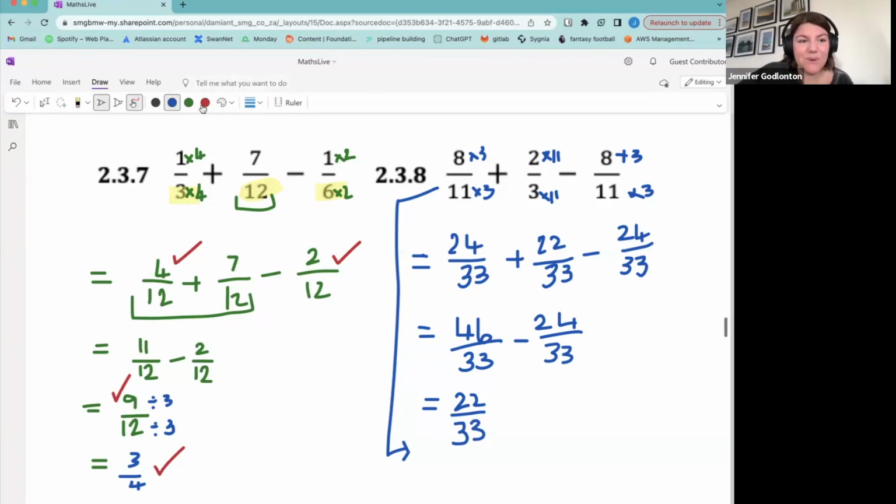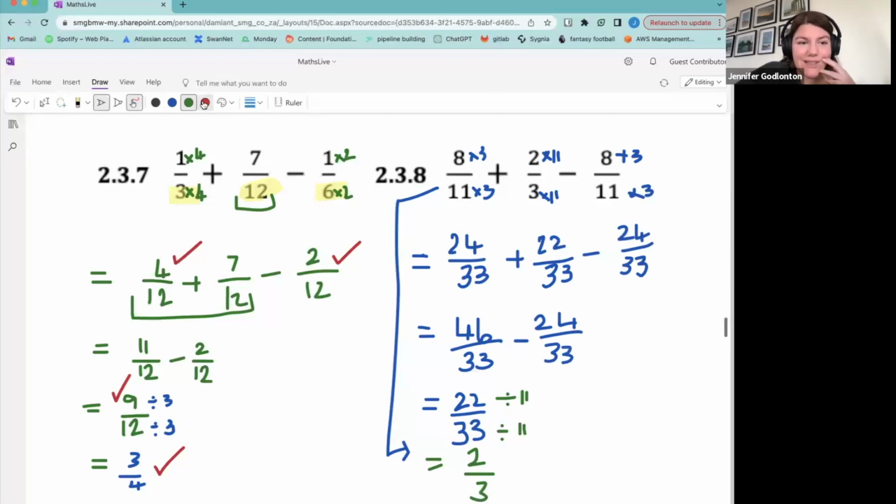What number can go into both of those? Tando, yeah. We can divide both of those by 11. Bree, yeah. And so our final answer is going to be 2 over 3.